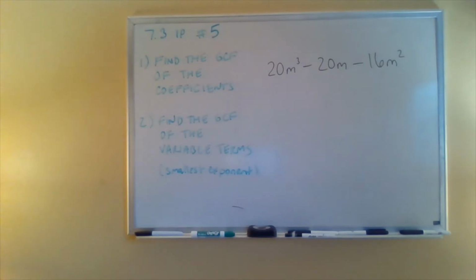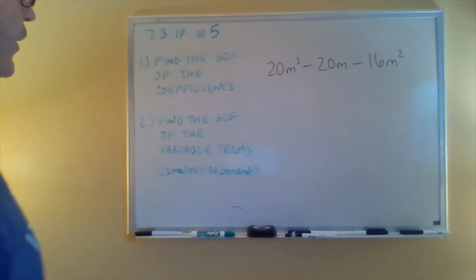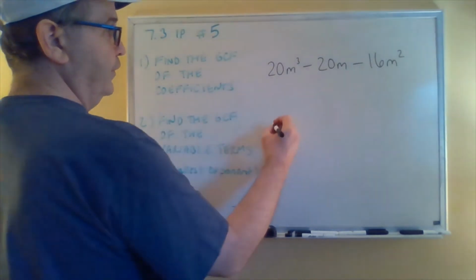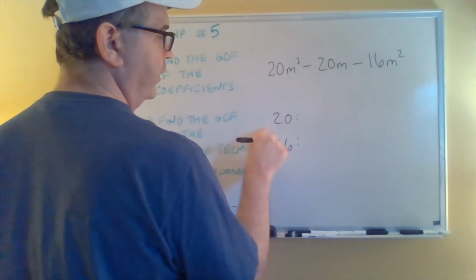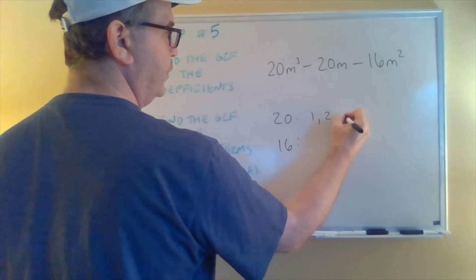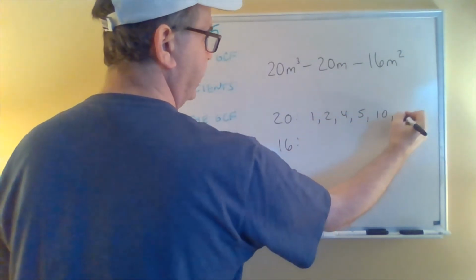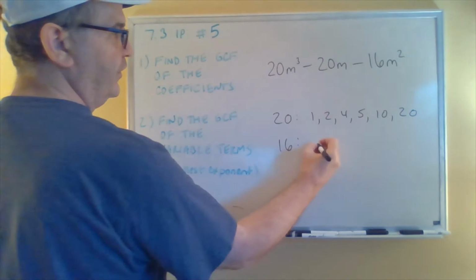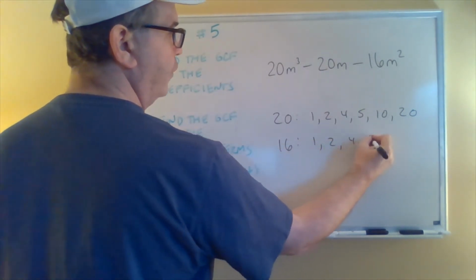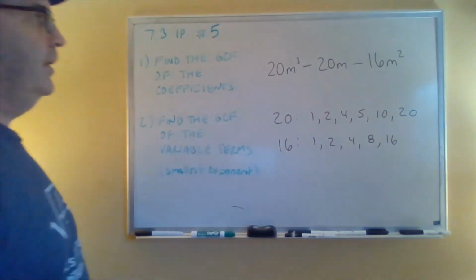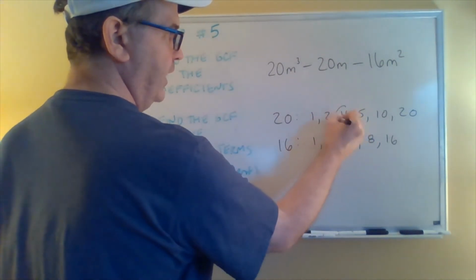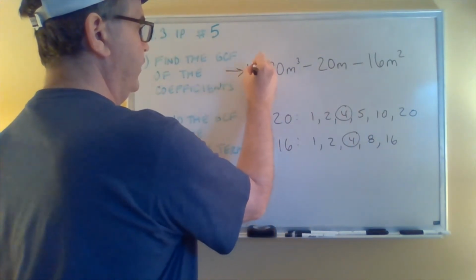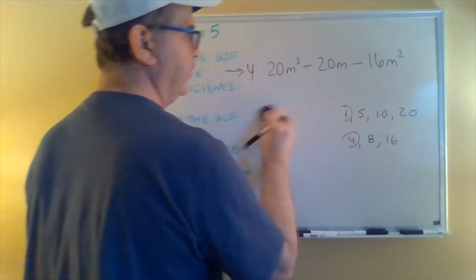Number 5 is 20m to the 3rd power minus 20m minus 16m squared. Step 1, we're going to find the greatest common factor of our coefficients. Our coefficients are 20, another 20, and 16. Our factors of 20 are 1, 2, 4, 5, 10, and 20. Our factors of 16 are 1, 2, 4, 8, and 16. And I'm looking for the largest number that appears on both lists, and that would be the number 4. So I know the coefficient of our greatest common factor is going to be 4.